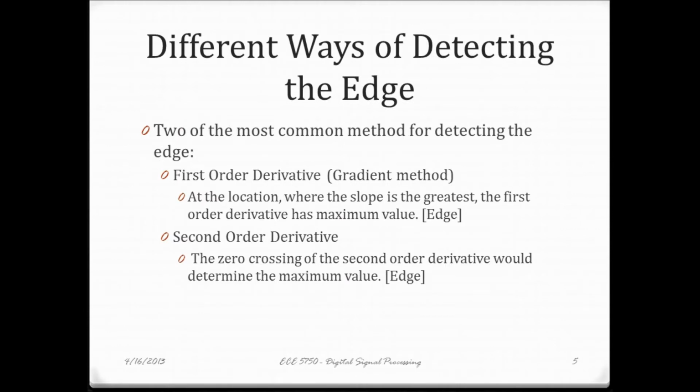Two of the most common methods for detecting the edge. First order derivative. The maximum value of the edge is located where the slope is the greatest. Second order derivative. The zero crossing of the second order derivative would determine the maximum value over the edge.